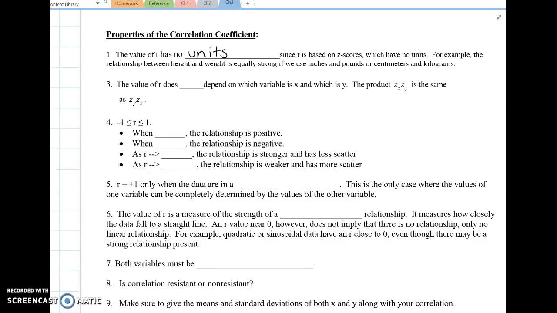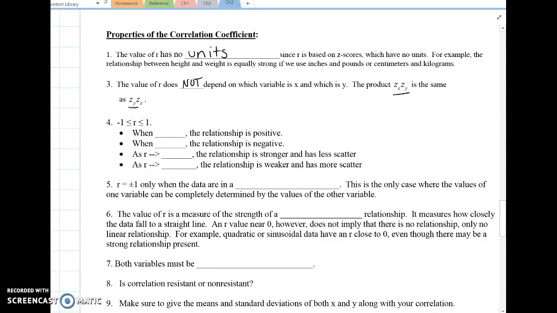The r value does not depend on which variable is x and which is y. That relationship still stays the same. You might get a little bit different graph if you do switch x and y, but the r value will remain exactly the same because you are standardizing everything and you're multiplying, so the order will not matter.